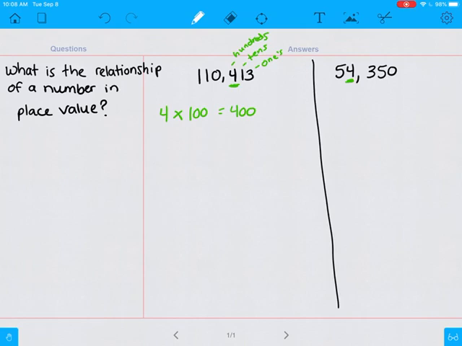So I have 3 ones, 10, and 400. So that would be the same as 4 times 100, or 100 times 4, however you want to look at it.